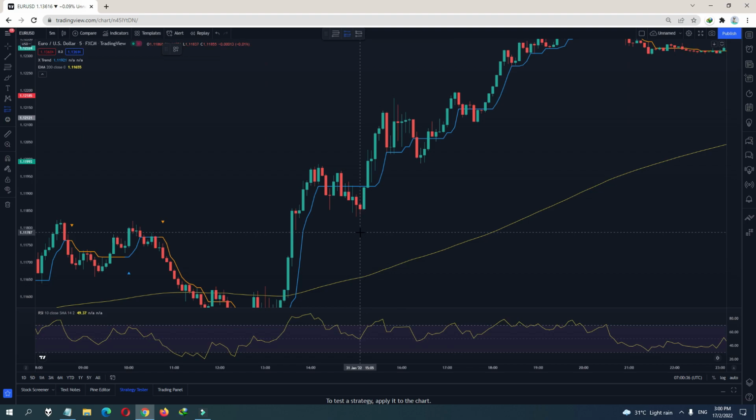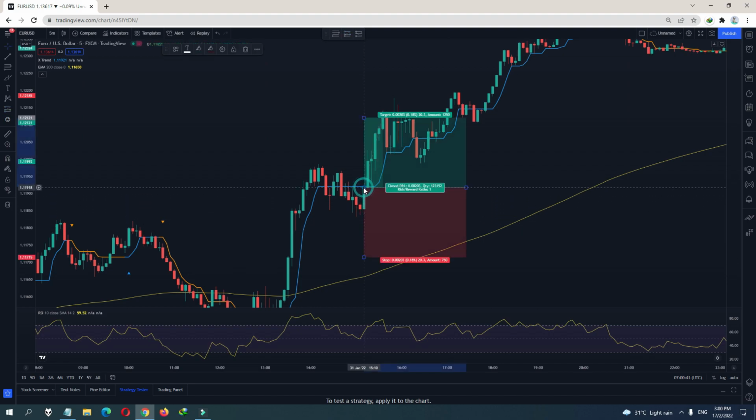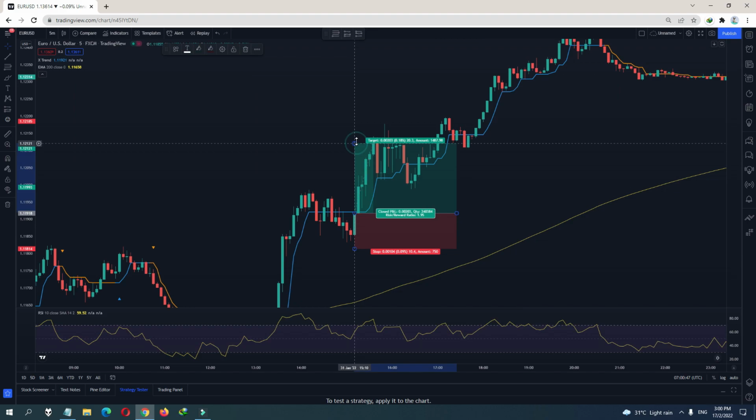It goes down below 50 and it goes back up, so this is our buy here. Your stop loss is the logical swing low, and you can target 1 to 2.